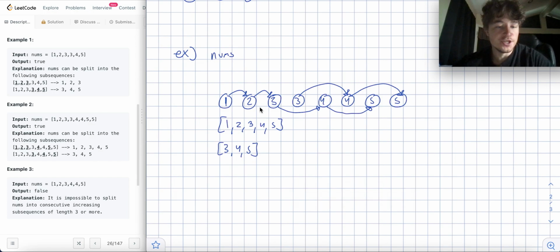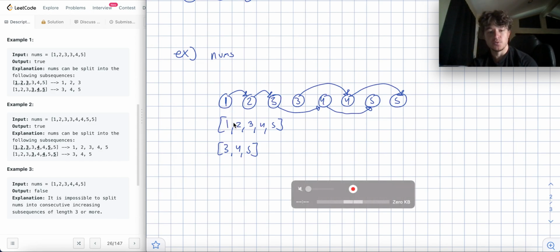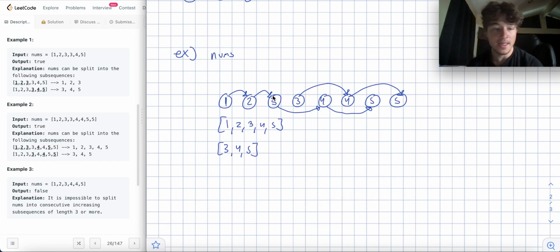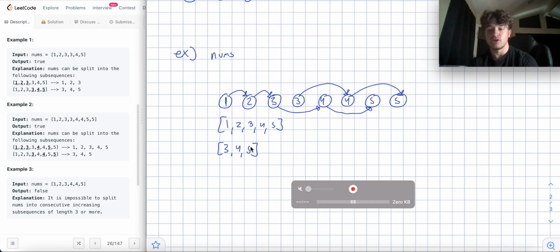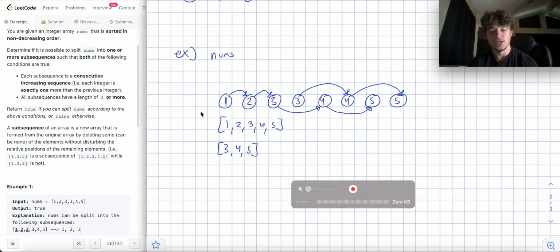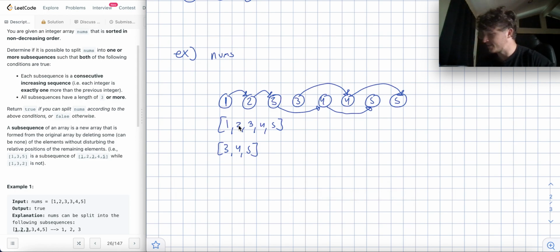Every element gets selected only once, and it's a part of some subsequence. This 1 is part of a subsequence, this 2, this 3, this 3, this 4, this 4, this 5, and this 5 are each part of a subsequence. But there's no one element that's in 2 subsequences, and no one element that's in 0 subsequences. Every element is in 1 subsequence. That's an important part of this problem, and it meets the conditions because each subsequence is at least length 3, and the condition is also true that every element is 1 more than its previous element, or 1 less than its next element.